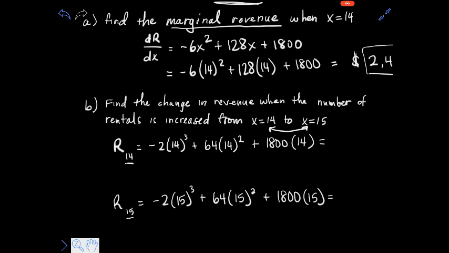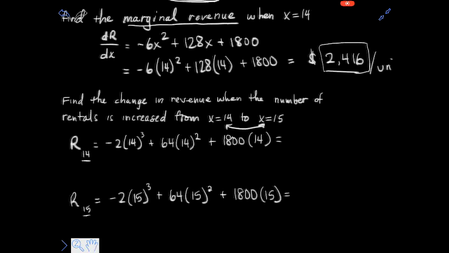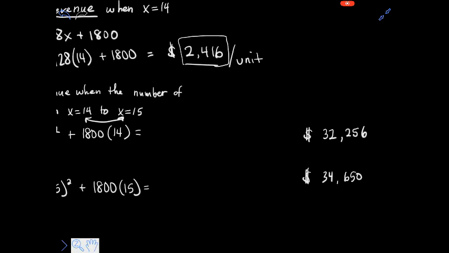So we need to calculate the revenue at 14 apartments and calculate the revenue with 15 apartments. And that's what I've done here. I've plugged 14 into the revenue function, and I've plugged 15 into the revenue function. And this is what we get from that. 32,256 and the 34,650. And if we take the difference of those, 34,650 minus 32,256, the difference is $2,394.